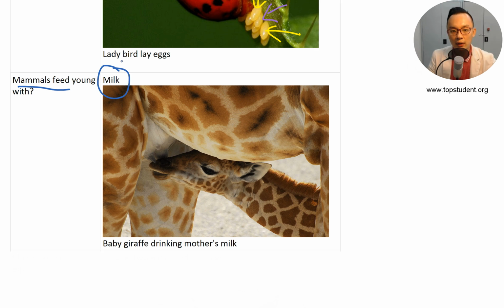So mammals will feed their young with what? They feed their young with milk. You can see the giraffe, which is drinking the mother's milk. All the other mammals will also feed their young with milk. Humans, dogs, cats, other animals as well, other mammals as well.